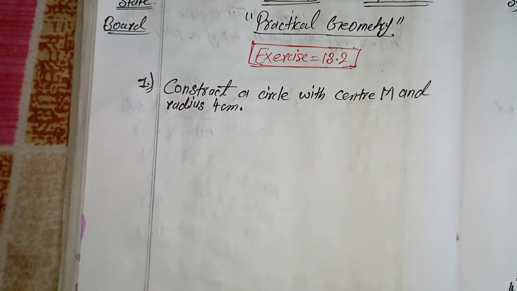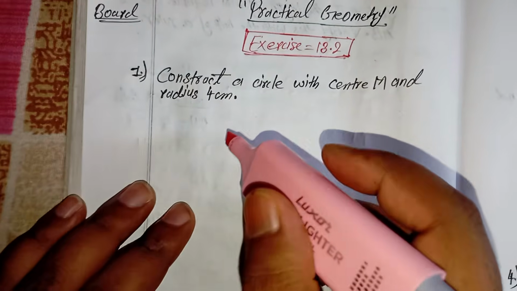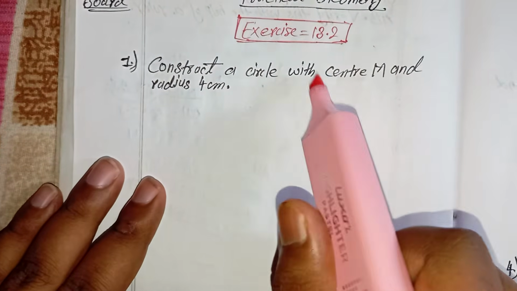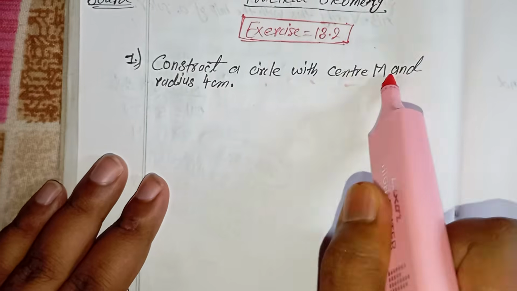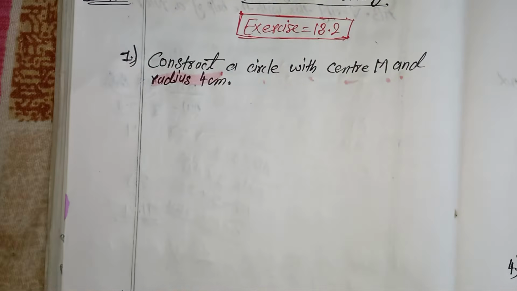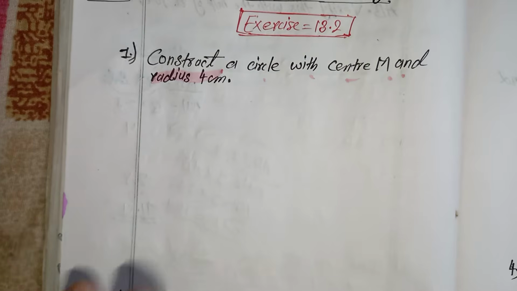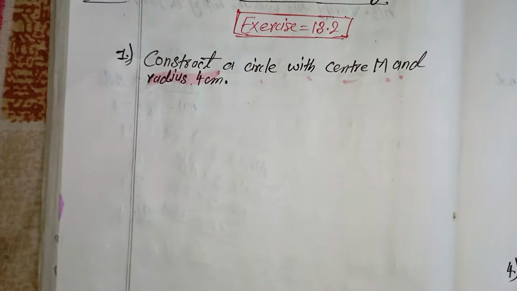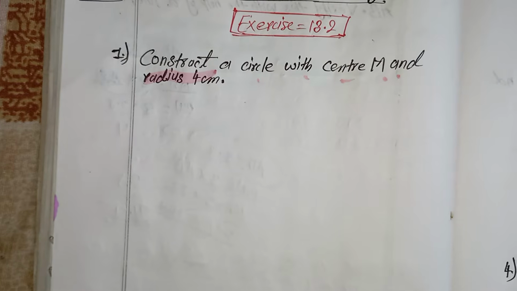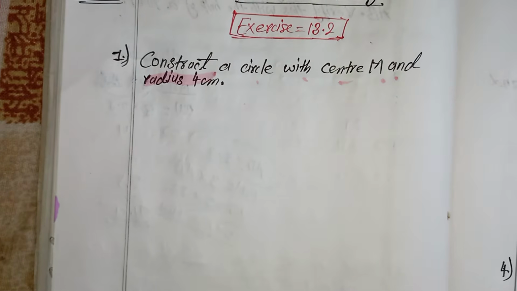The first question says: construct a circle with center M and radius 4 centimeter. So we have to create a circle with a center and radius. Before I talk about that, I will try to explain a little bit about the circle.